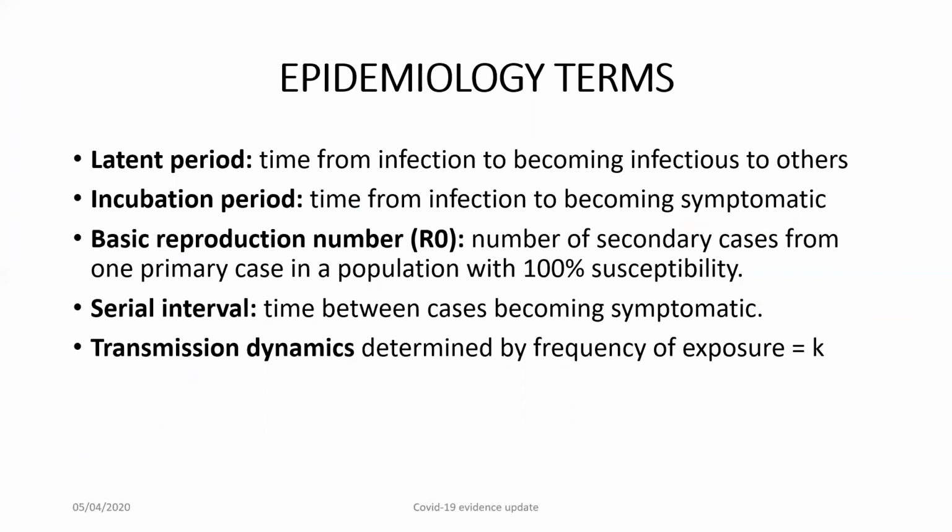As described earlier, the latent period is the time from infection to becoming infectious to others. The incubation period is the time from infection to becoming symptomatic. The basic reproduction number, or R0, is the number of secondary cases from one primary case in a population with 100% susceptibility. The serial interval is the easiest thing to measure on the face of it, which is the time between cases becoming symptomatic. So one person with symptoms transmits it to another person, and the time before that person also develops symptoms. The transmission dynamics is determined by the frequency of exposure to people who are infectious within the population, and this is often called K.